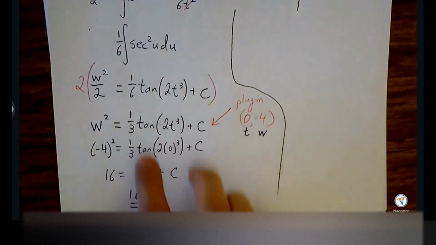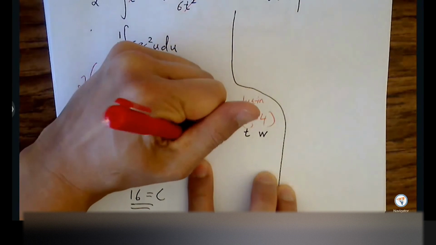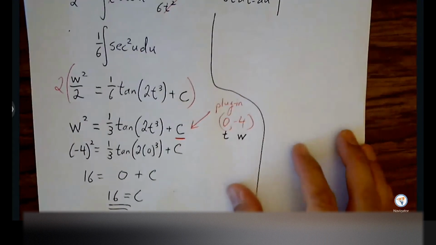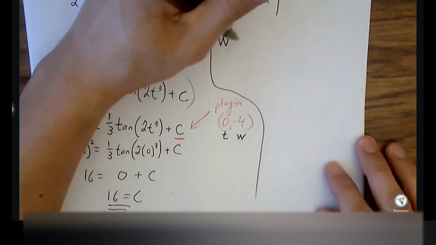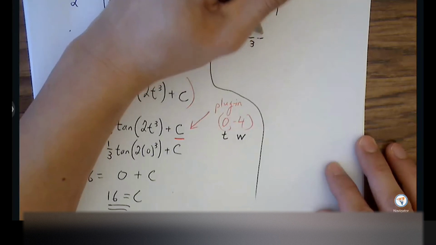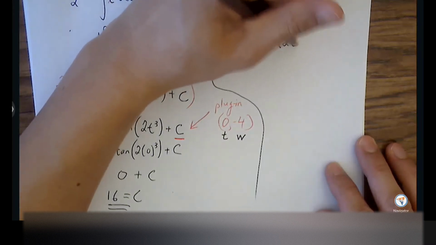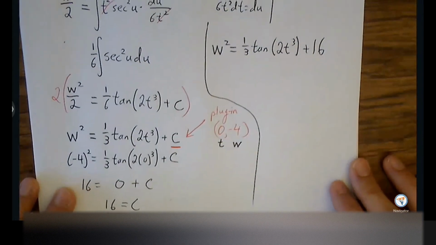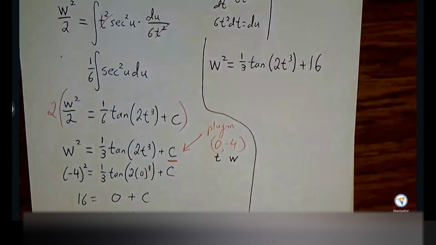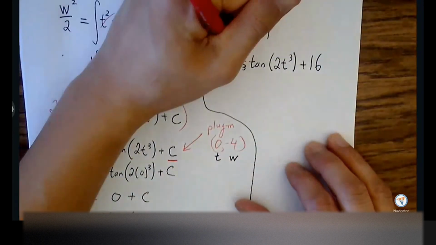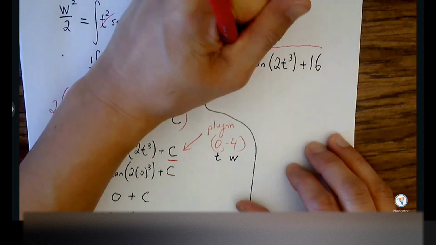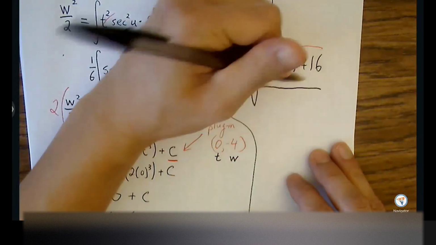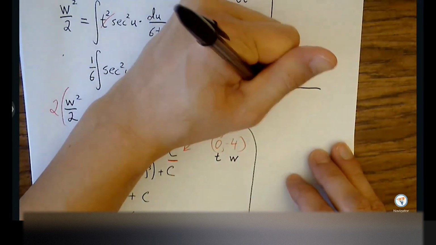Okay. This is where I plugged in my ordered pair, so this is where I'm going to substitute or rewrite the equation with my new updated C value. And now, one more thing to go is taking the square roots. Now we include plus or minus. But we have two solutions, and only one can be kept.